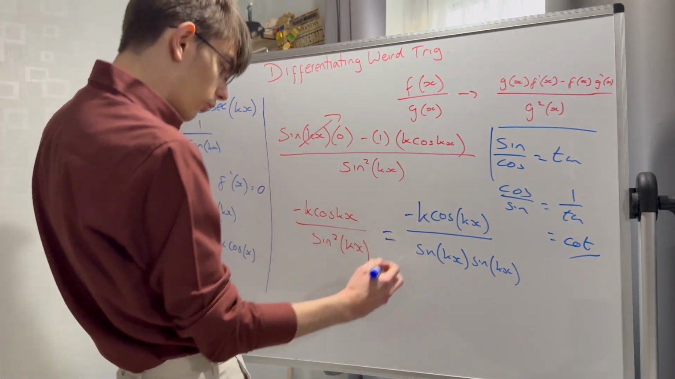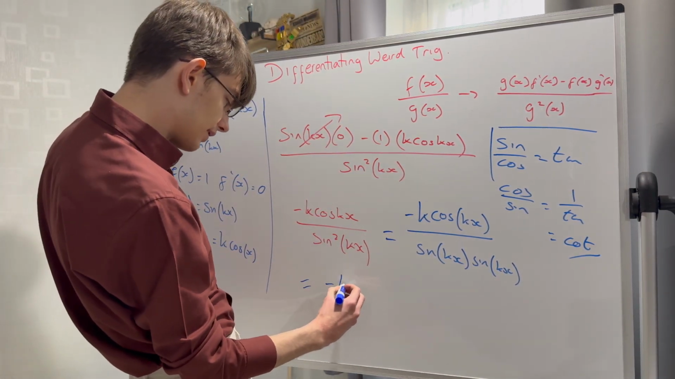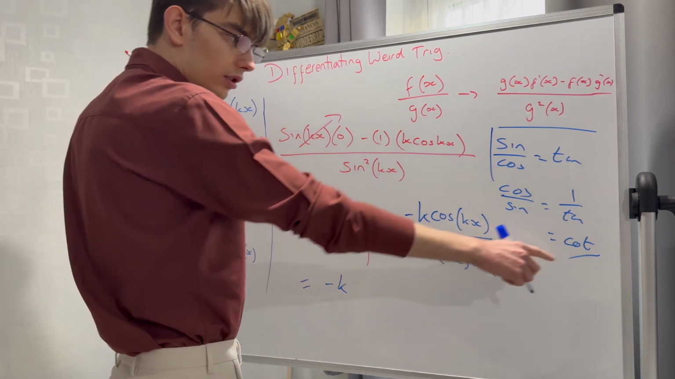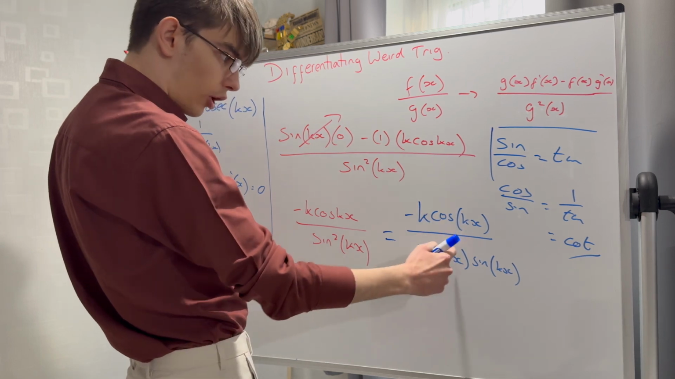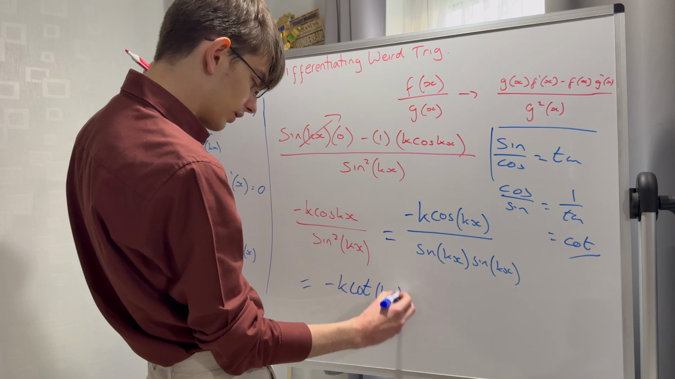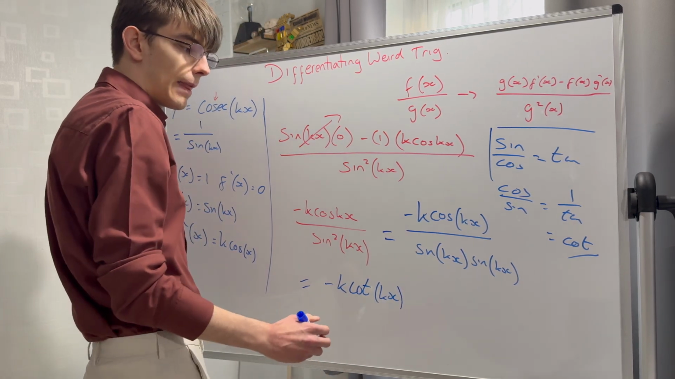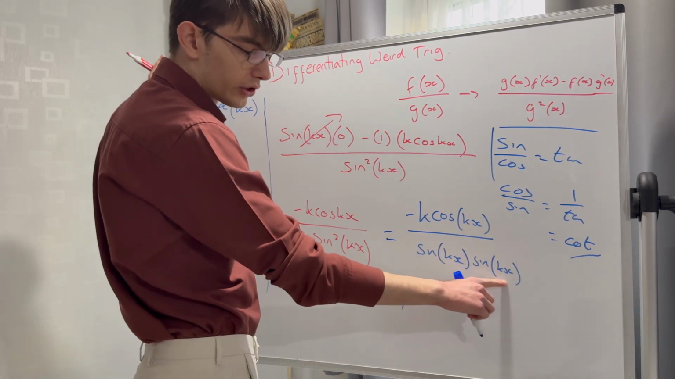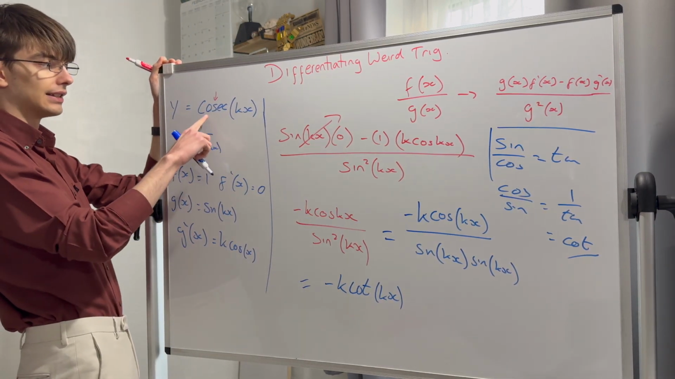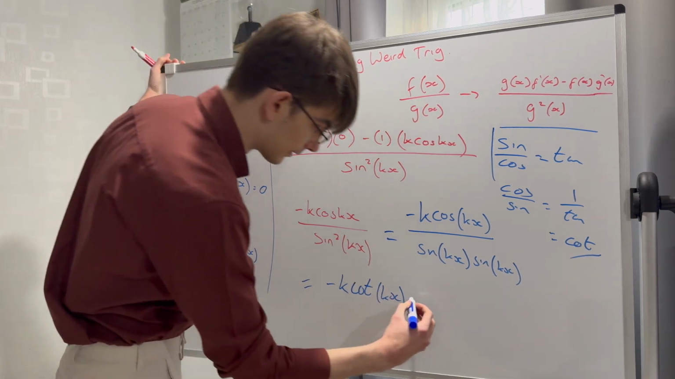So we should end up with minus k times cos divided by sine, which is cot. They've got the same argument, so I can combine that: minus k cot kx. And then I'm left with a 1 over sine kx, and 1 over sine kx is cosec of kx.